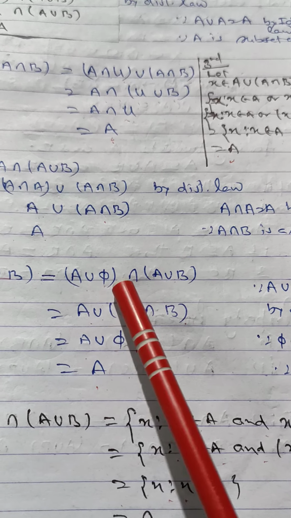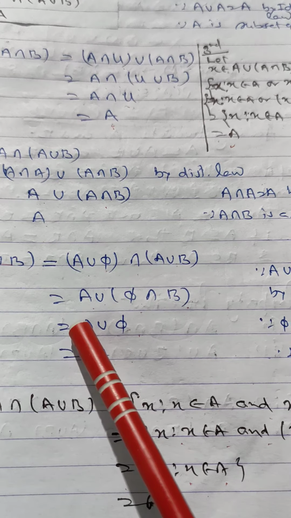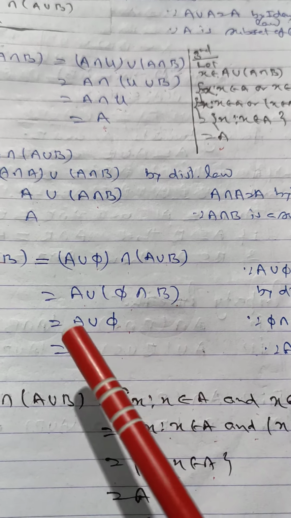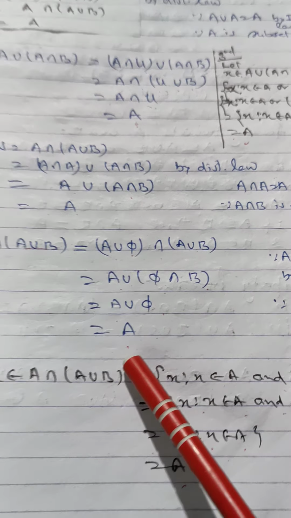Therefore we get (A union phi) intersection (A union B). So by distributive law we can write A union (phi intersection B). Phi intersection B is phi, therefore A union phi is equal to A.